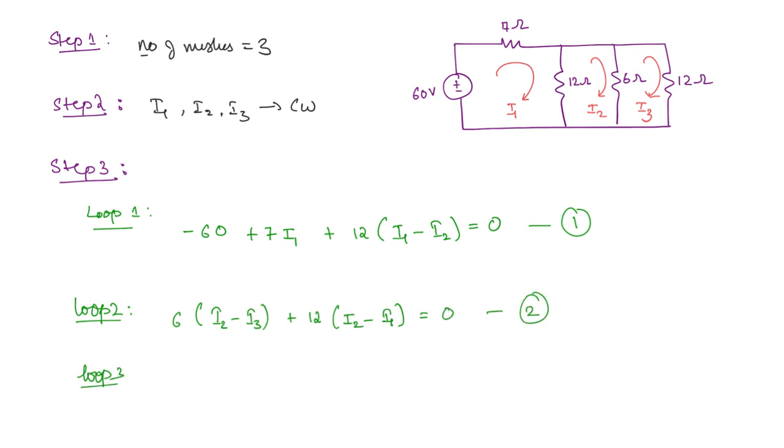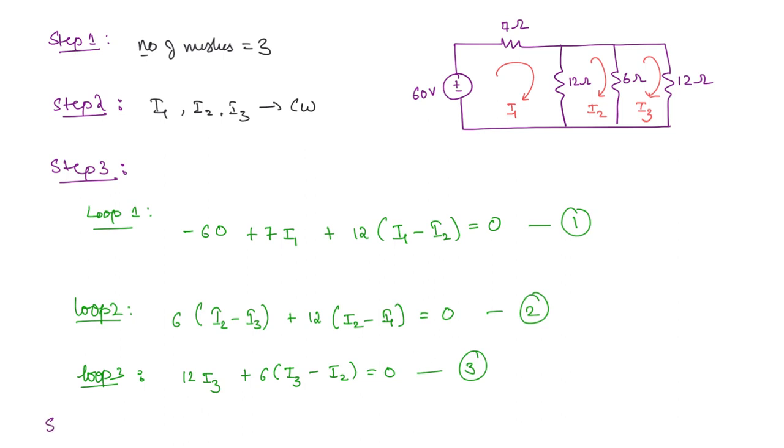In a similar way, for loop 3, what will be the equation? First, the 12 ohms here is associated with only one mesh, so only I3 current. So 12 I3 plus 6 times, where I3 is in the prescribed direction, I3 minus I2. This is equal to 0. This is the third equation.